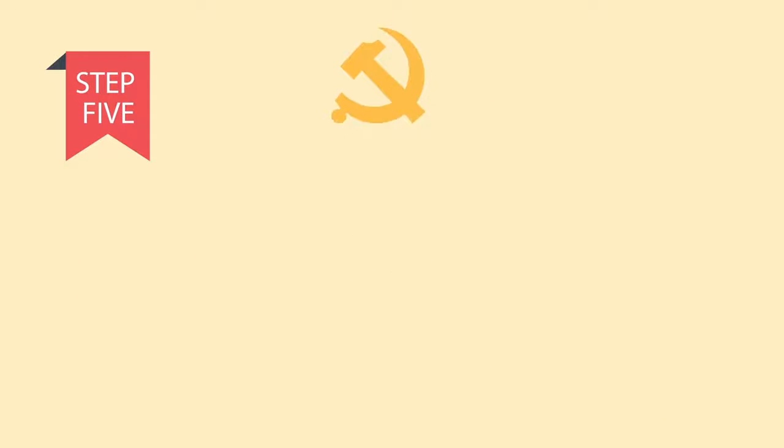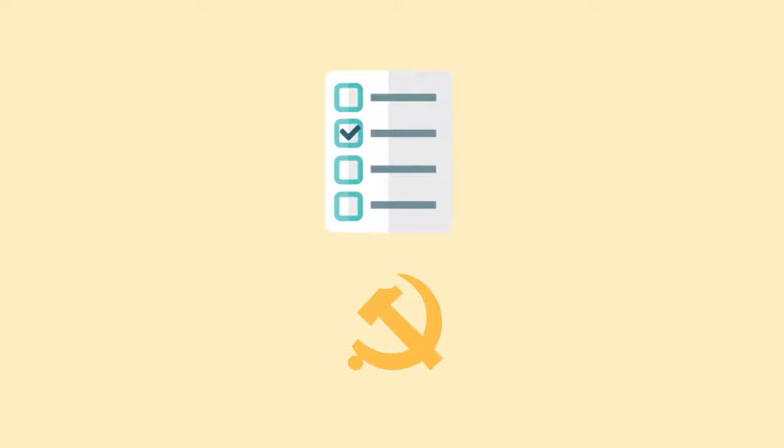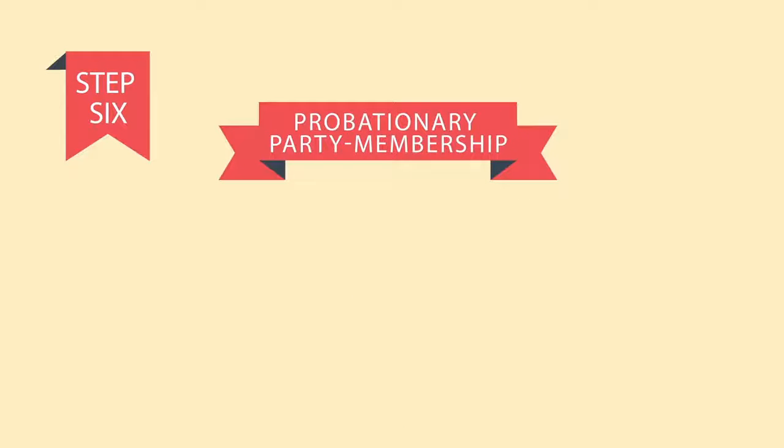Step 5. You're almost there, as you make it onto the short list to becoming a member of the CPC. This comes after passing the party's inspection during the activist period. All those reports, lectures, and activities were important after all. Step 6. Advanced probationary party membership.